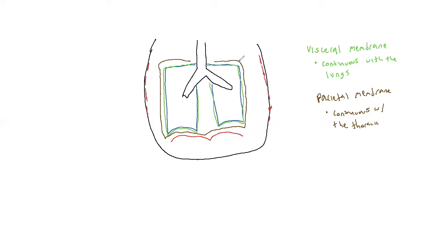And if you look closely, you'll see that the visceral membrane and the parietal membrane are not actually touching. In fact, there's a space there. I'll call this the pleural space. That's not a real term, I don't think. And the pleural space is a potential space. It really isn't a space. It is a potential space.